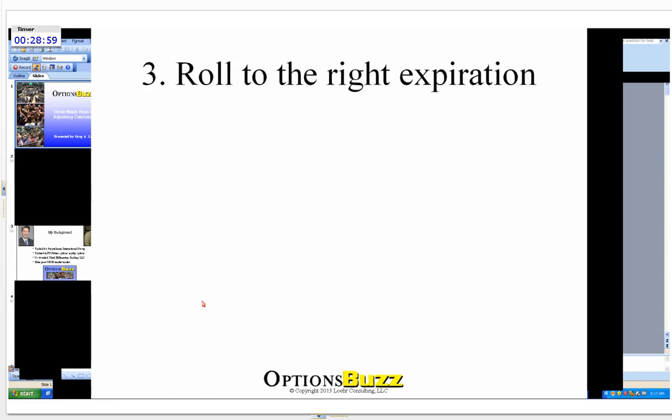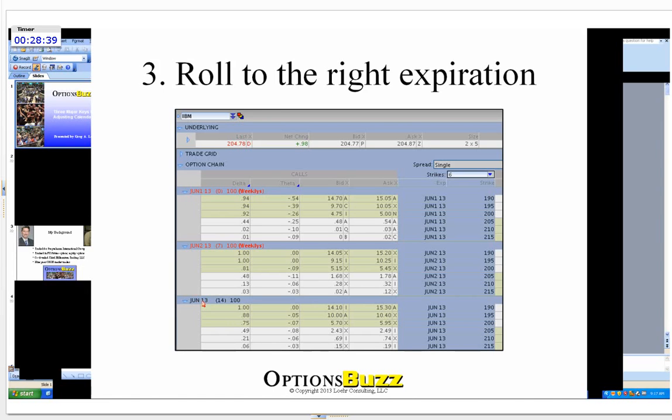I've seen so many traders come show me a trade and say, hey, what do you think of this? And I think, well, you left 200 bucks on the table, right? And here's what you could have done. So watching the roll is imperative. And then the third thing also seems pretty straightforward, but it's not. It's which expiration do I roll out to?